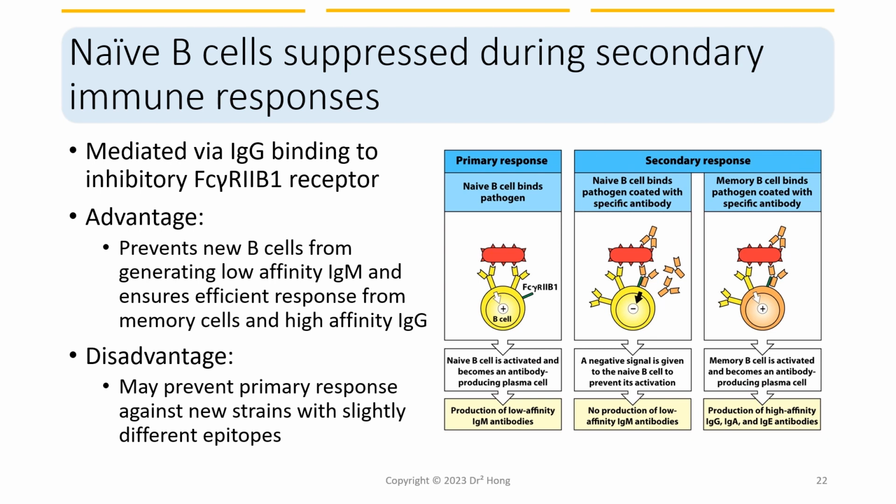In contrast, a similar cross-linking between the antigen receptor and Fc gamma RIIB1 on a memory B cell activates the cell to become an antibody-producing plasma cell, shown in the right panel. This overall mechanism has a major disadvantage since naive B cell activation is suppressed. This may prevent primary response against new strains with slightly different epitopes.